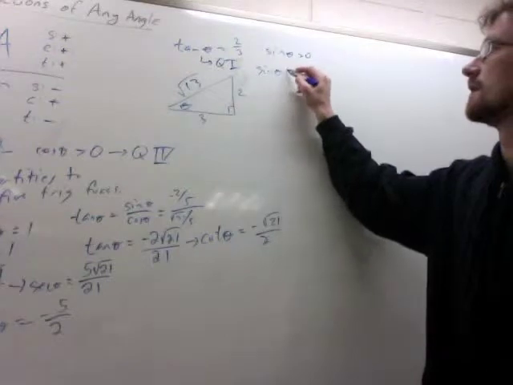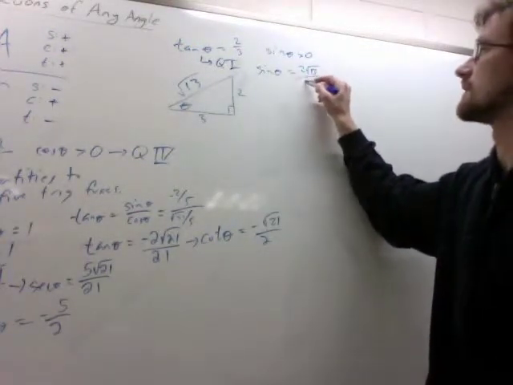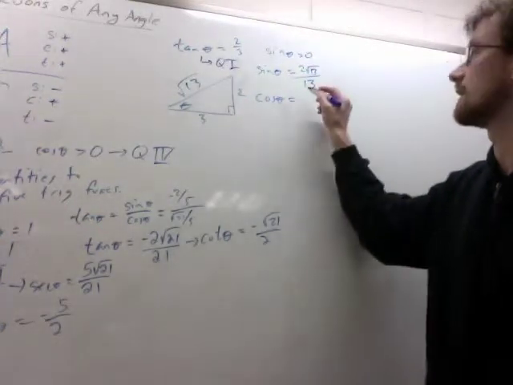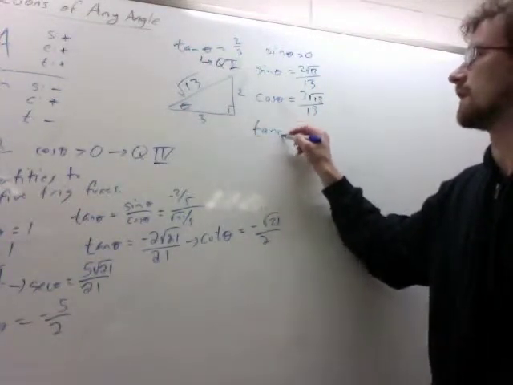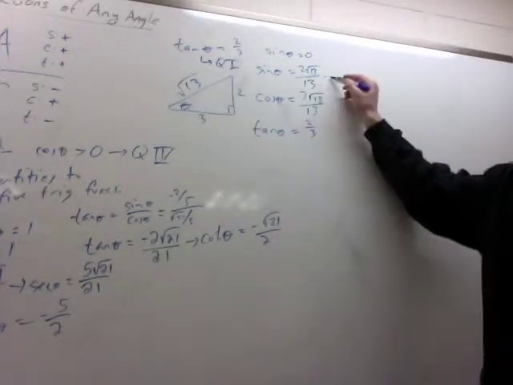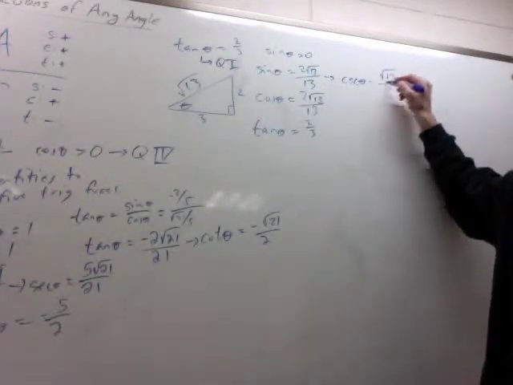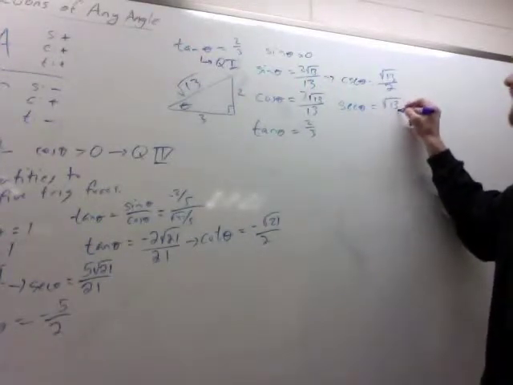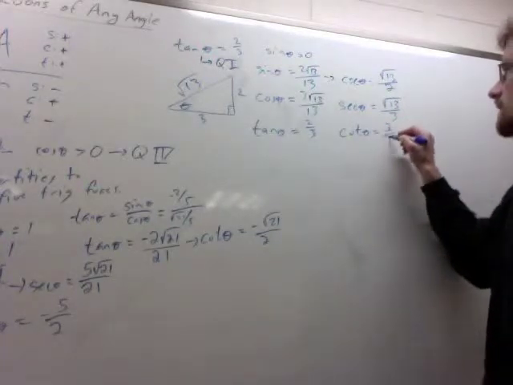Sine theta is opposite over hypotenuse, so that's 2 over root 13, which is 2 root 13 over 13. Cosine theta is 3 over root 13, so that's 3 root 13 over 13. We already know tan theta is 2/3, so we've got that. And then we can take reciprocals. Cosecant theta is root 13 over 2. Secant theta is root 13 over 3. And cotangent theta is 3 over 2.